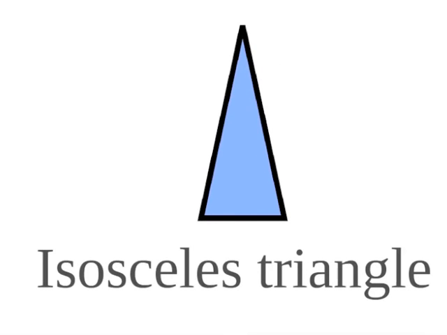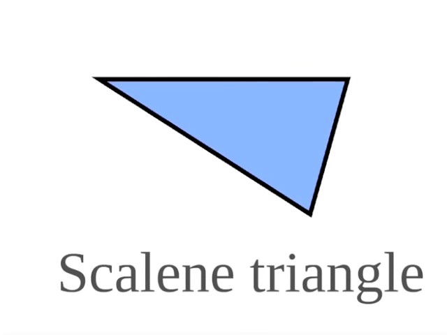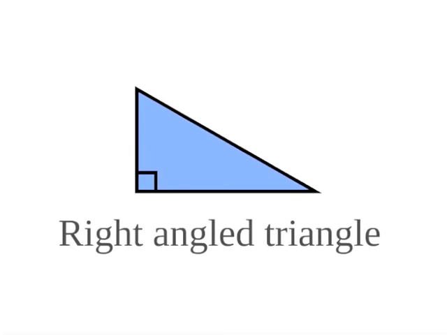Now we'll look at the irregular triangles. We have an isosceles triangle, a scalene triangle, and a right-angled triangle. Notice the little square in one corner here, that shows that it's a right angle.